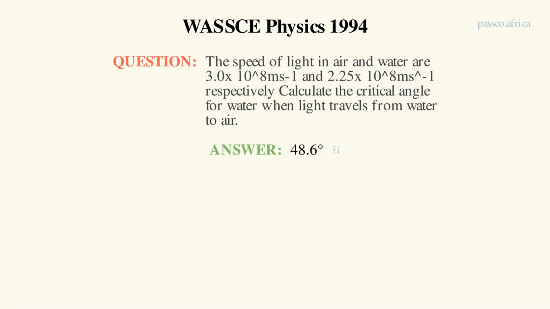The speed of light in air and water are 3.0 x 10^8 m/s and 2.25 x 10^8 m/s respectively. Calculate the critical angle for water when light travels from water to air. Now, try it yourself.